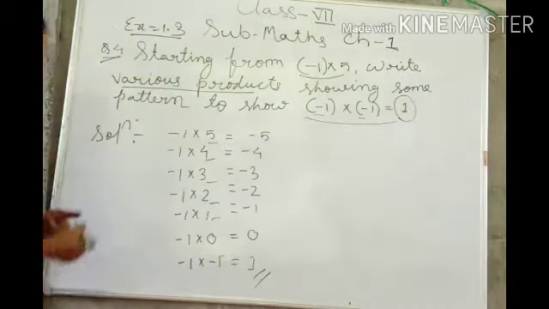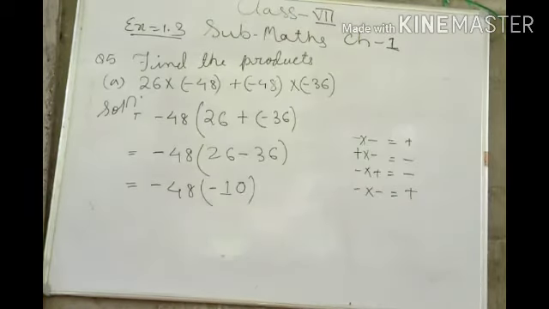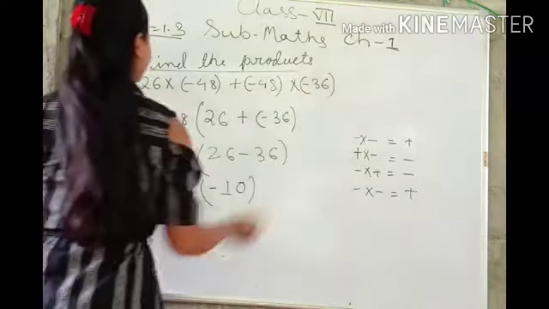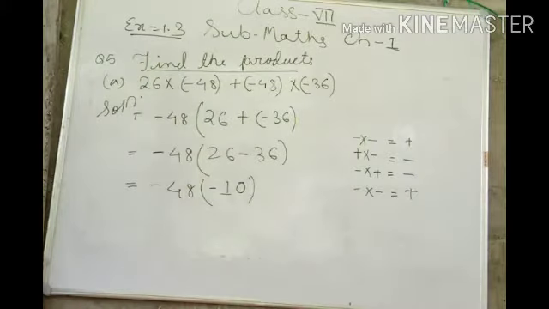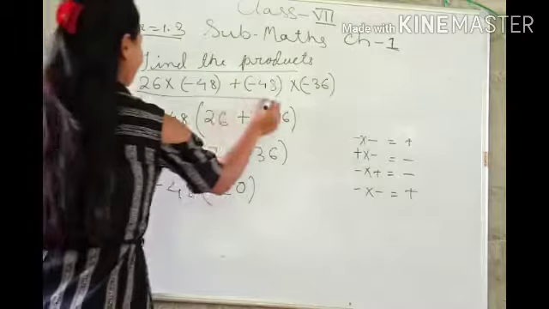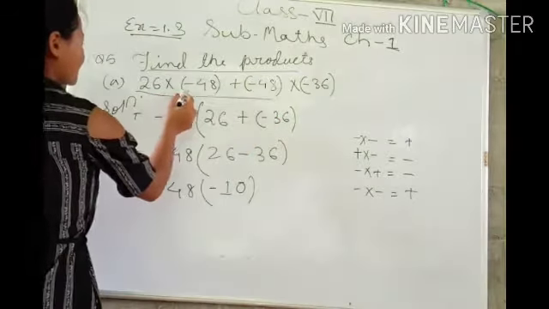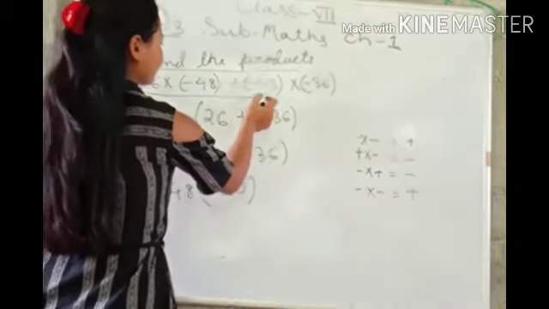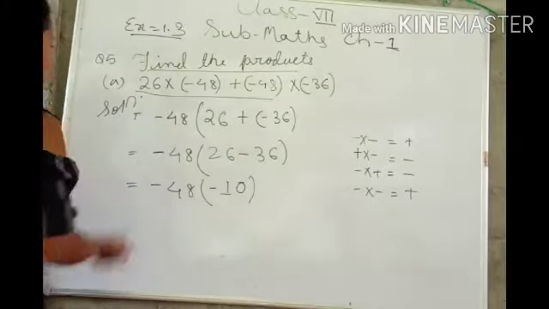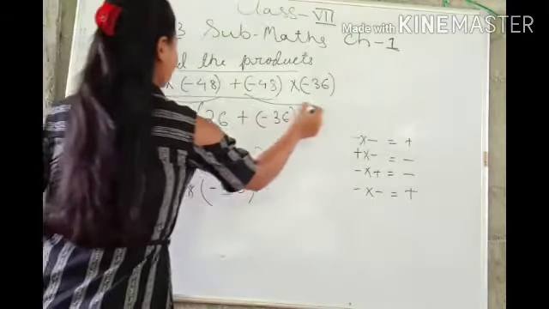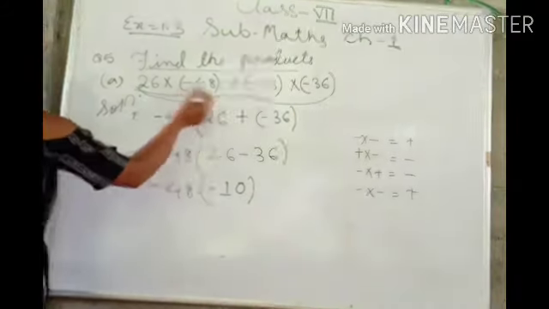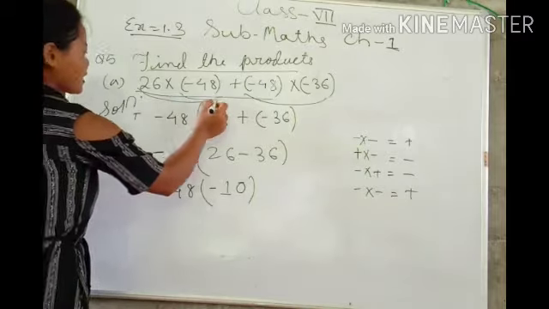We got the answer. So the next question is question number 5, find the product. What is product? Product means multiply. The given question is 26 multiply -48 plus 48 multiply with -36. Now you can see here is one term and this is one term. And in these two terms you can see this is -48 and here also you can see -48.